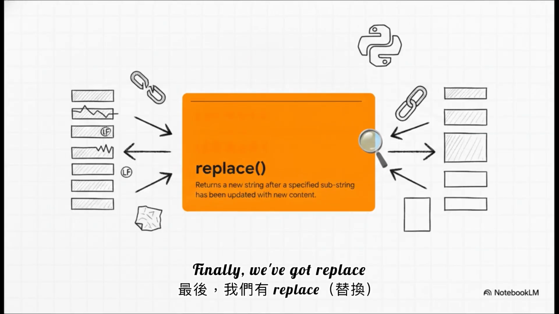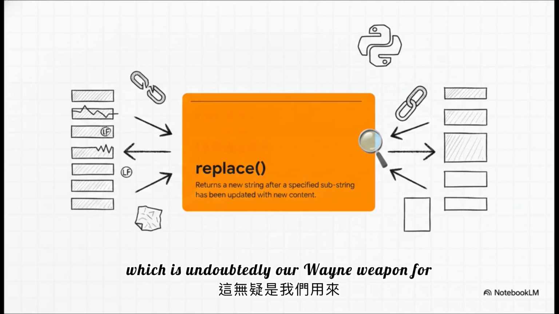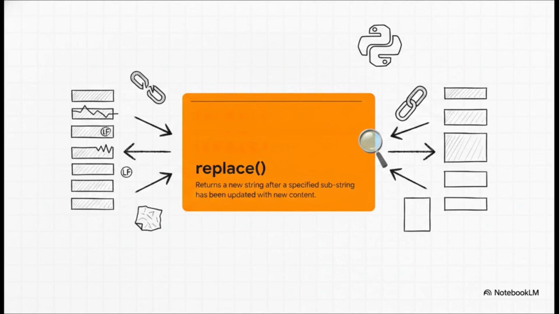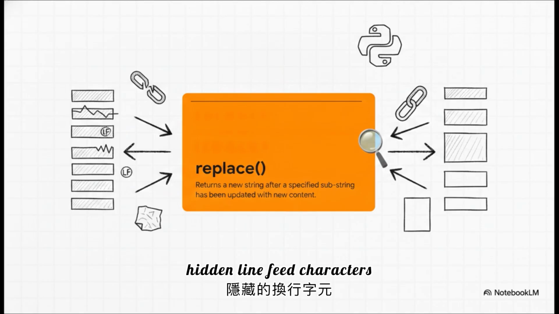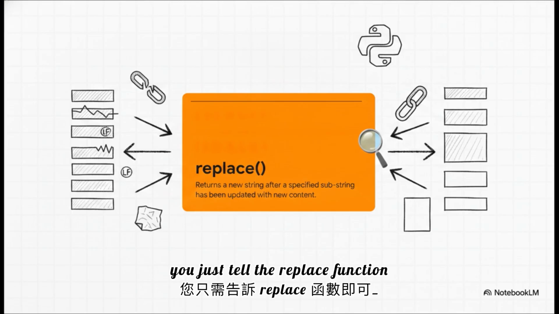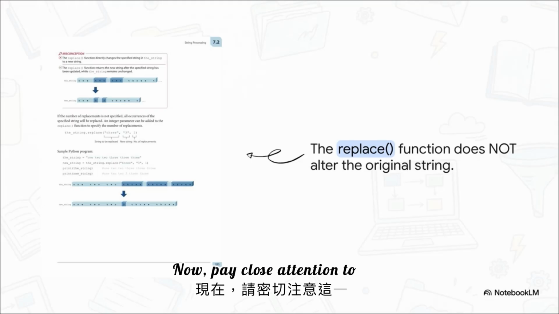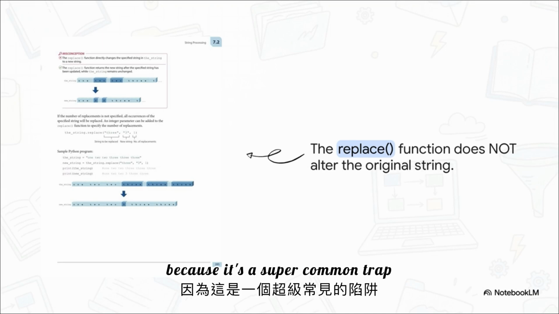Finally, we've got replace, which is undoubtedly our main weapon for swapping out bad data or just nuking unwanted characters entirely. If you're dealing with weird formatting glitches, or let's say you want to strip out all those hidden line feed characters, you just tell the replace function what the bad substring is and what the new correct substring should be. Now pay close attention to this because it's a super common trap.